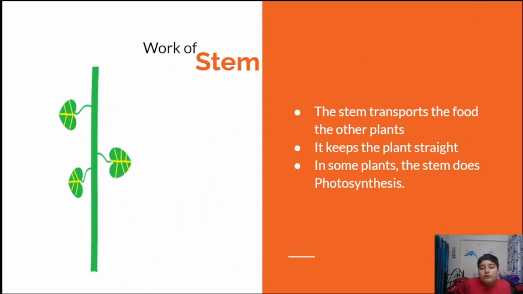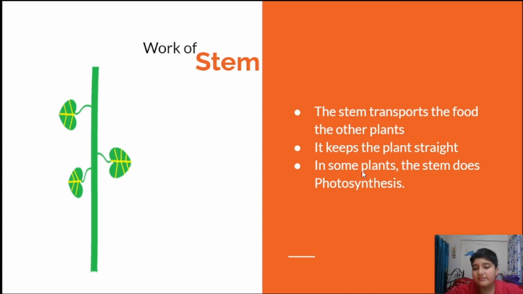And now we have the work of the stem. The stem is meant to transport the food to other parts or other plants. If the plant is not connected to another plant, then the stem will only transfer it through the other parts, such as taking the minerals from the roots and giving them to the leaves or the flower. It will take the food from the leaves and give it to the roots or other parts. It also keeps the plant straight, and it will hold the leaves here and downwards you'll see the roots.